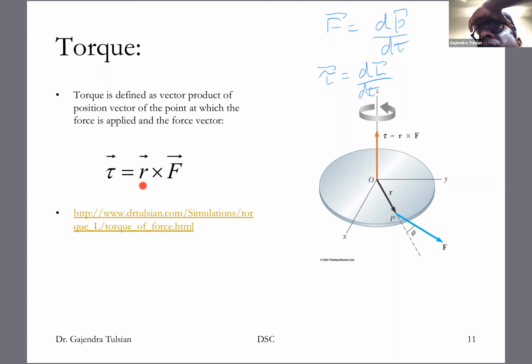given by this cross product, r cross F. So for instance, if F was in this direction, r and F would be parallel to each other and the torque would be 0. And the rate of change of angular momentum would be 0. If this was at rest, it will remain at rest. So all that is included in this formula.